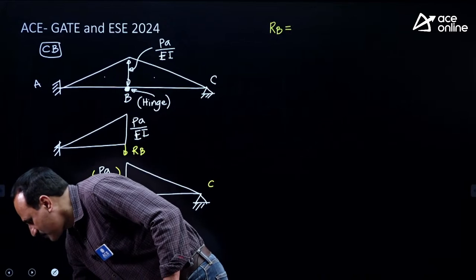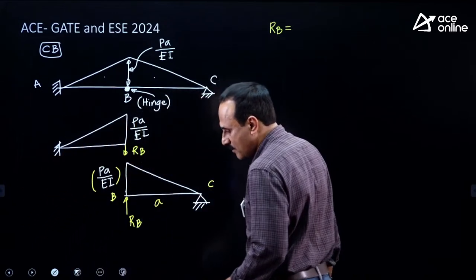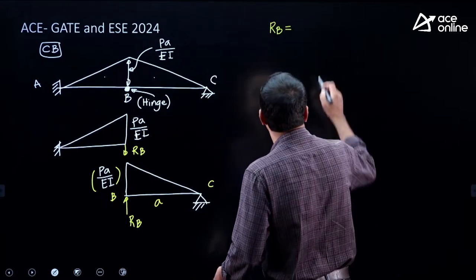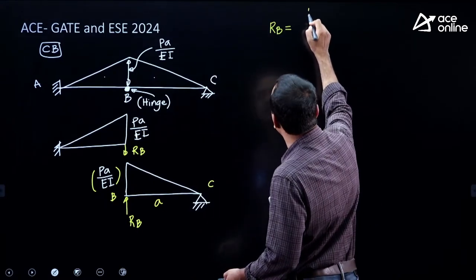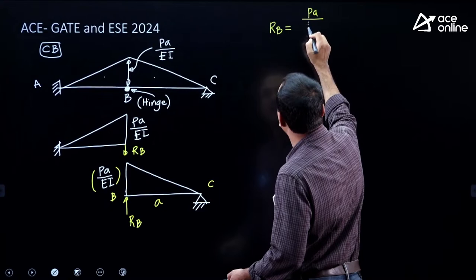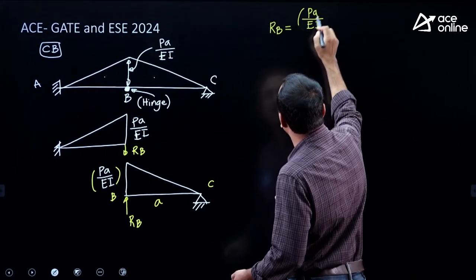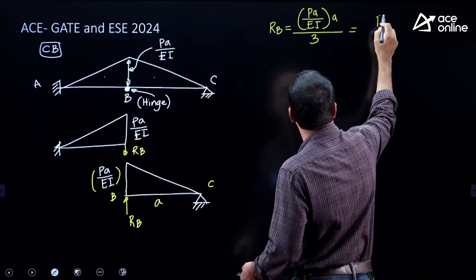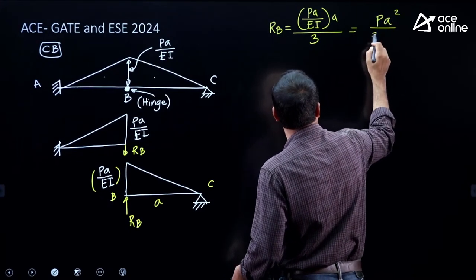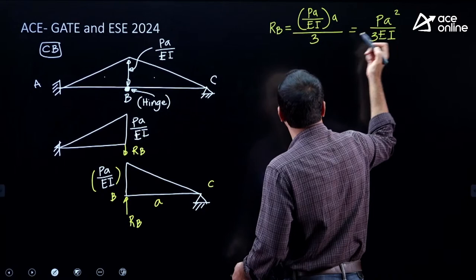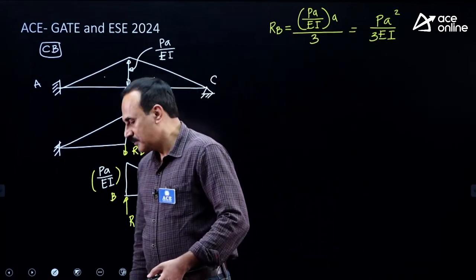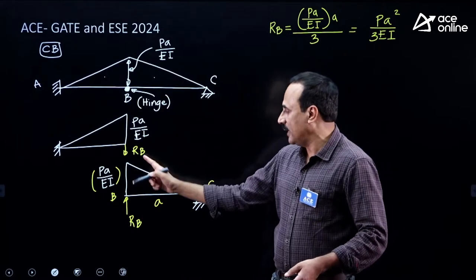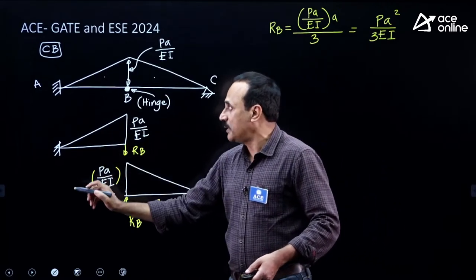Simplify that. W is PA by EI, L is A, by 3. So PA square by 3I is the reaction. This is RB. Once you know RB, forget about this beam, come to this beam.